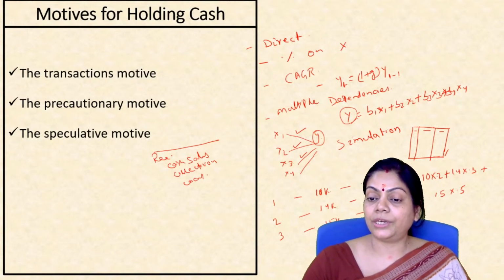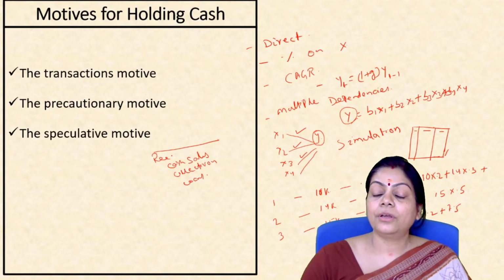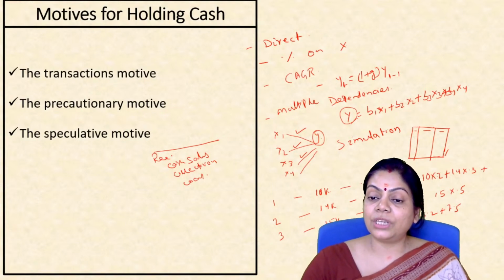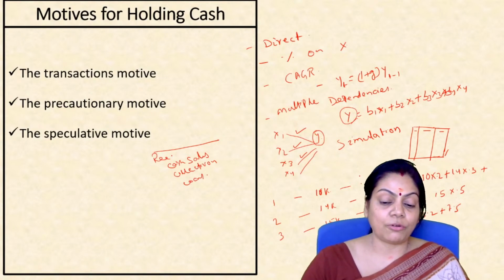So how does it work out? 10 into 0.2 is 2, 14 into 0.3 is 4.2, 15 into 0.5 is 7.5. So that works out to 14.7. So my expected cash flow for the next month is probably 14.7 thousand rupees. And then using these probabilities, I can also compute the standard deviation of my cash flow.